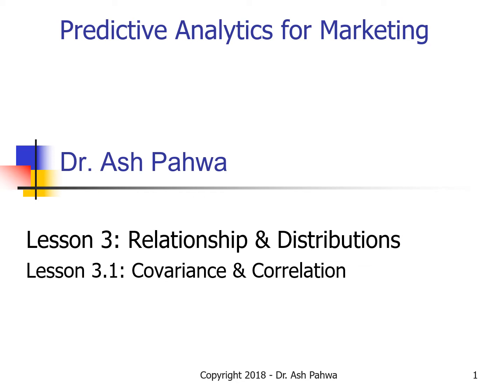In the previous lesson, we covered the data central tendencies and variability. So now we are moving towards relationships and distribution. So lesson 3 is divided into 3 parts. First of all, we will cover covariance and correlation. Then in lesson 3.2, we'll cover rank and partial correlation. And then in the end, in lesson 3.3, we will cover normal distribution.